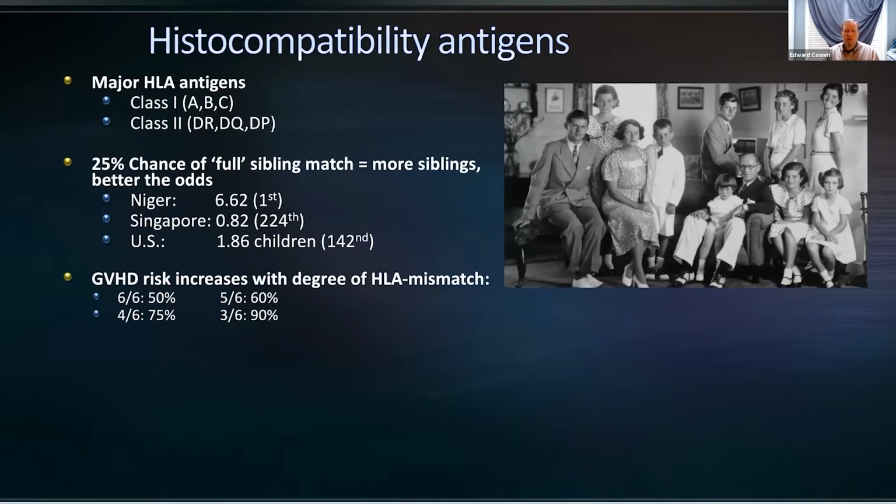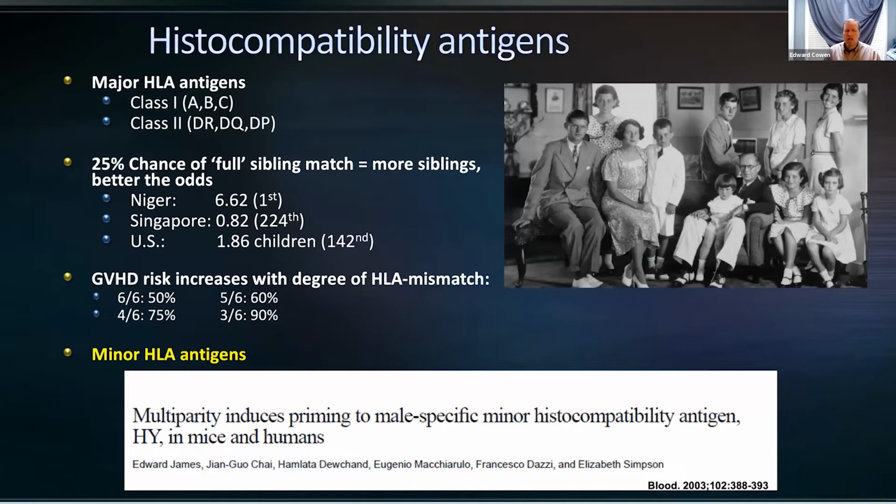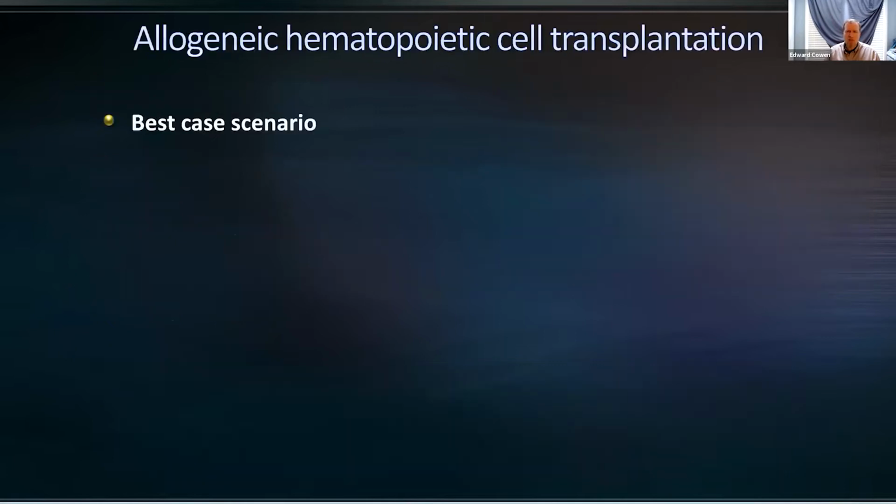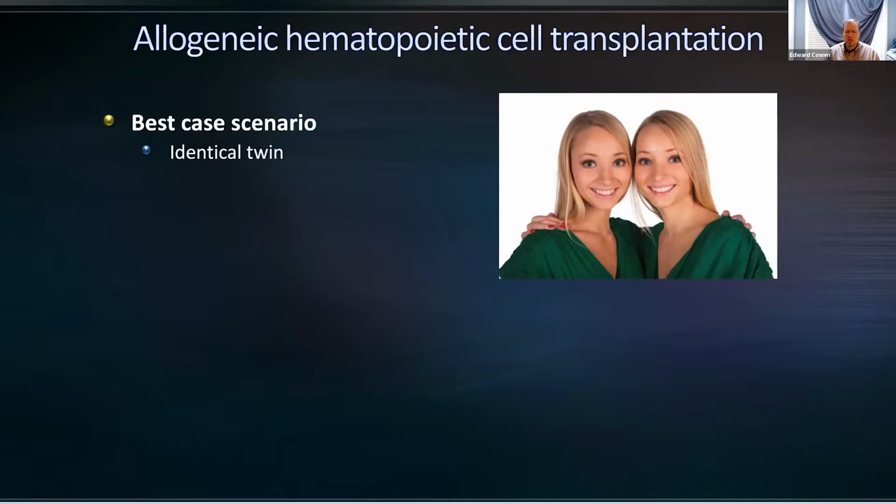And even patients who are quote unquote full match, there's still a 40 to 50% chance of developing graft versus host disease. And we know that this is at least in part due to other non-major HLA antigens, such as the HY allele. And so the scenario that you would ideally want to have after transplantation would be to have an identical twin. For most of us, that's not the case. And so you want a matched related donor. And if you are a male, you want to have a male donor because they'll be less likely to have antigenicity against the HY minor allele.